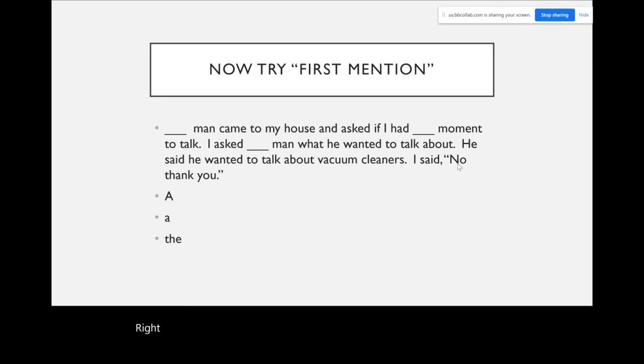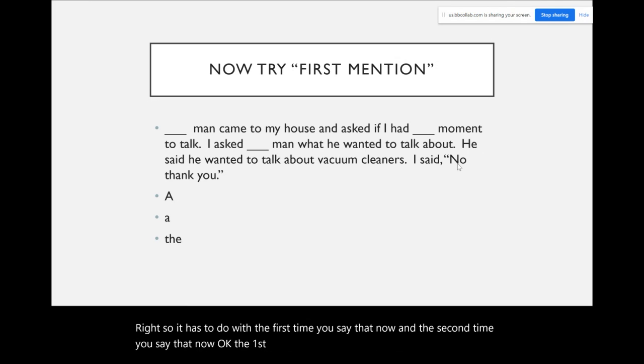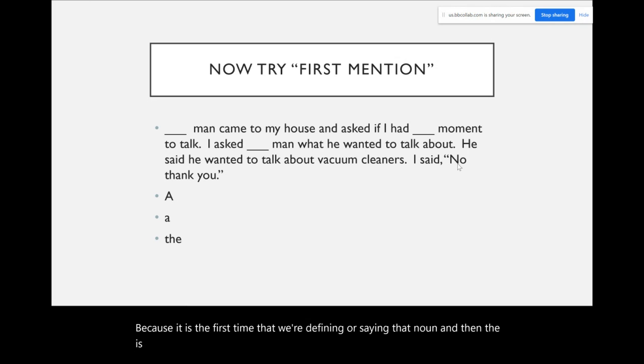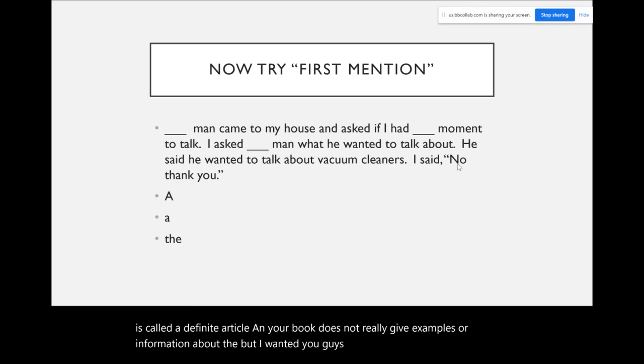Right. So it has to do with the first time you say that noun and the second time you say that noun. Okay. The first time we use a, the second time we use the. And that's why we call a an indefinite article, because it is the first time that we're defining or saying that noun. And then the is called a definite article. Your book does not really give examples or information about the, but I wanted you guys to know because it's a common problem with language learners.